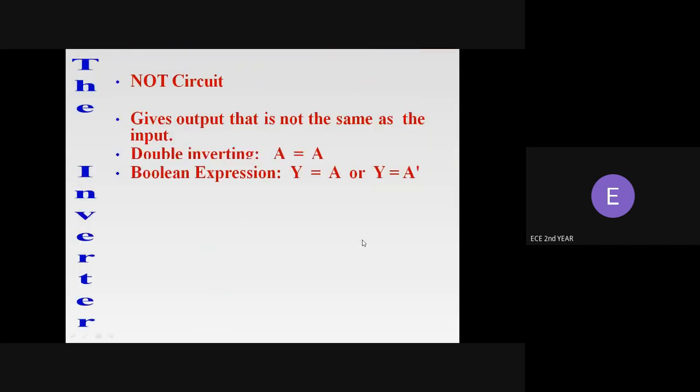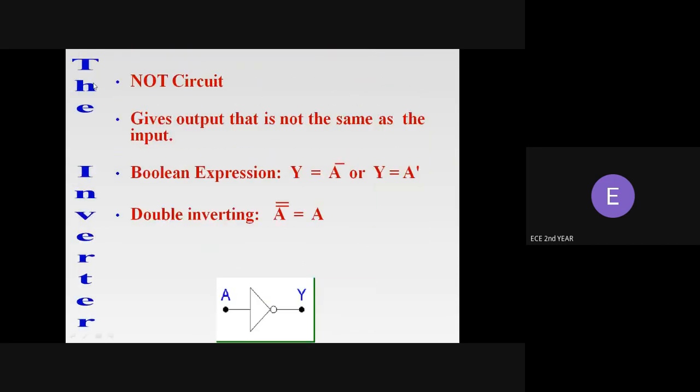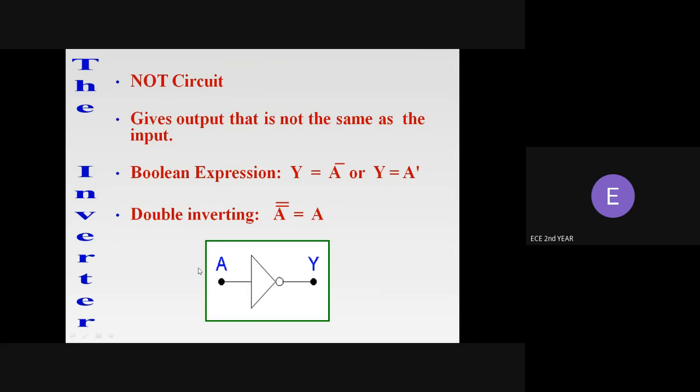Let us see the inverter gate. The inverter gate is also called NOT gate. In this one, only one input is here, and we will be having the output. And the Boolean expression here we can write as A bar, otherwise Y equals A dash. So whatever we give as the input, it will give you the output as an inverted one, right?